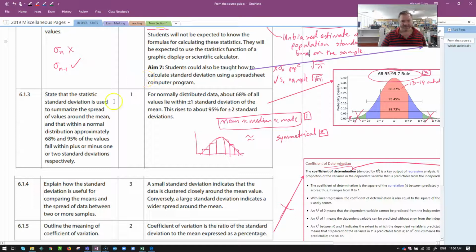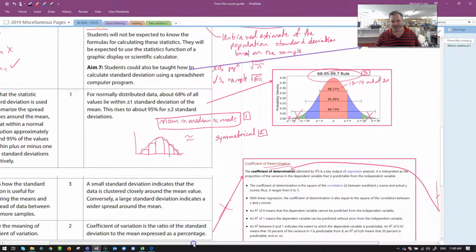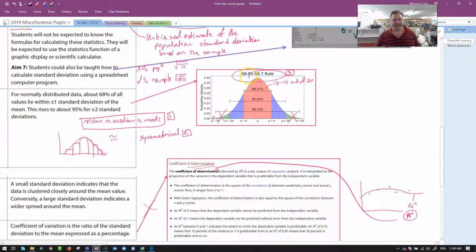State the statistic standard deviation that is used to summarize the spread of values around the mean, and that within a normal distribution, approximately 68% and 95% of the values fall within plus or minus 1 and 2 standard deviations respectively. You'll hear this referred to as the 68, 95, 99.7 rule. It's approximate. It's not exactly 68, 68.27, 94, 95.45, so really 95.5. And then for some reason they specify the 0.7 in the 99.7 rule.